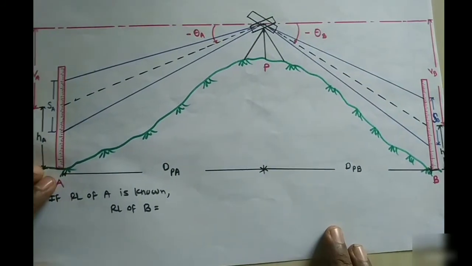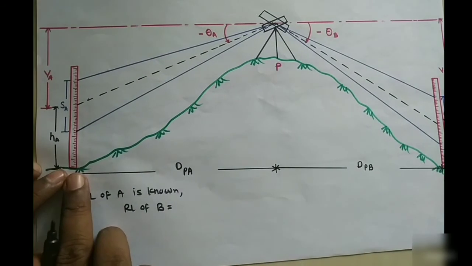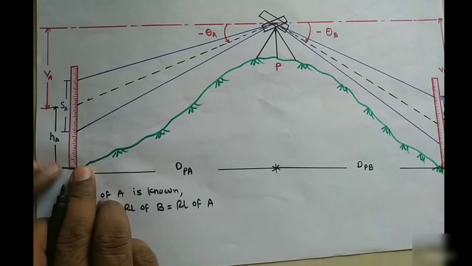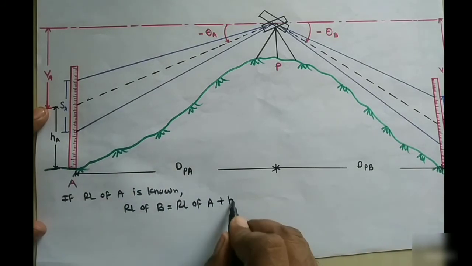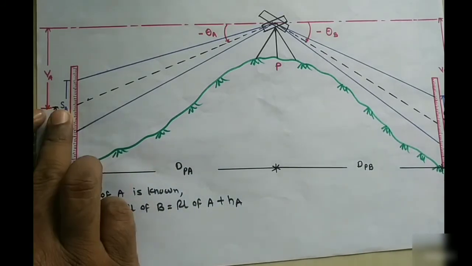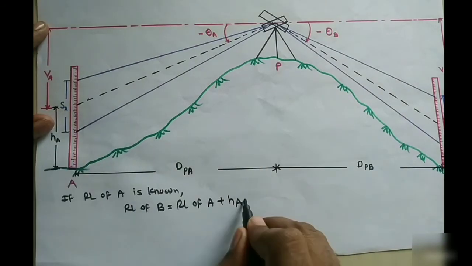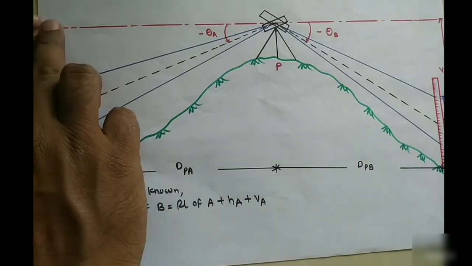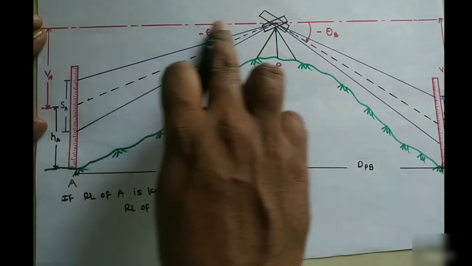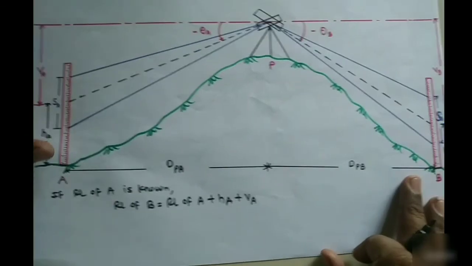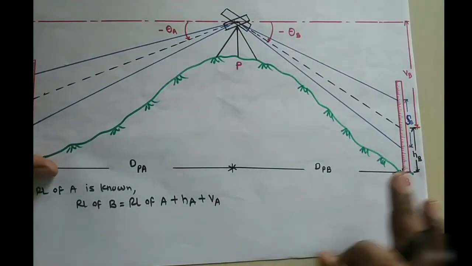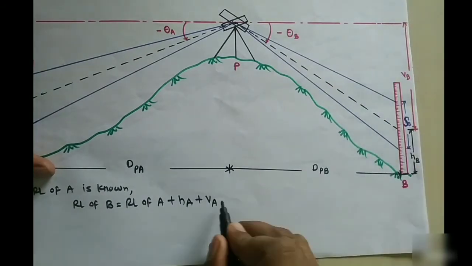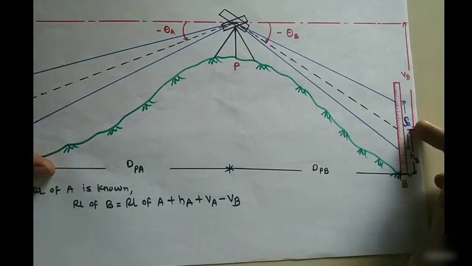Then in this case diagrammatically you can say RL of A, okay, I will add the central hair reading HA, then I will add the vertical elevation VA. Now this gives me the height of the instrument axis, which is common for both the staff stations. So I will take this minus VB and minus HB.